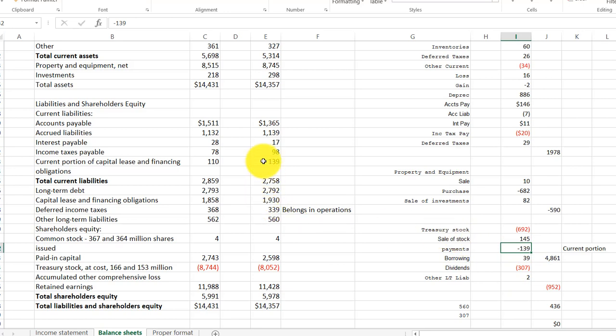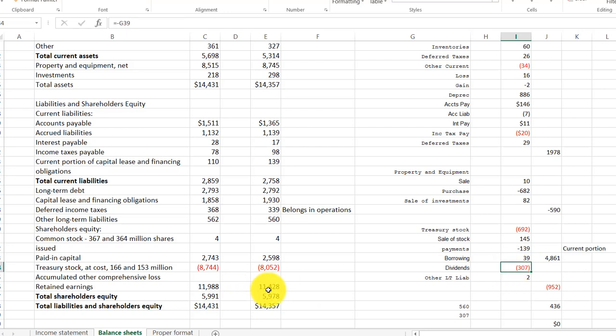And then we need to figure out, we look at the current portion and the capital lease and financing obligations together. Okay? So if we add those together and compare it to those two together, and then we take out the 139, we know we made payments. The difference is 39. That's how much more we borrowed in order for that to only go down by 100 instead of by the whole 139.